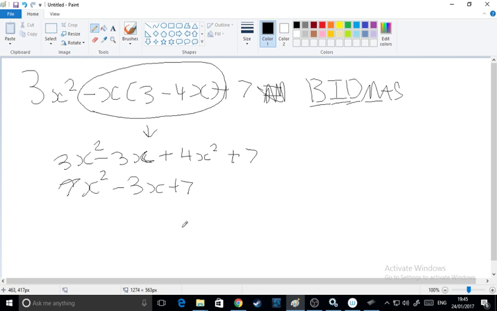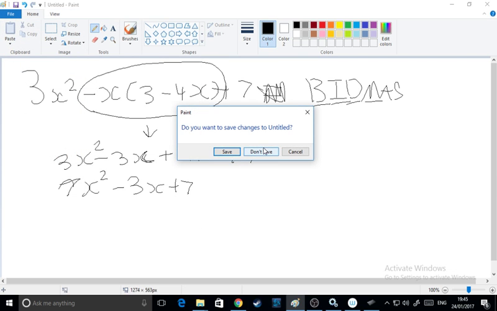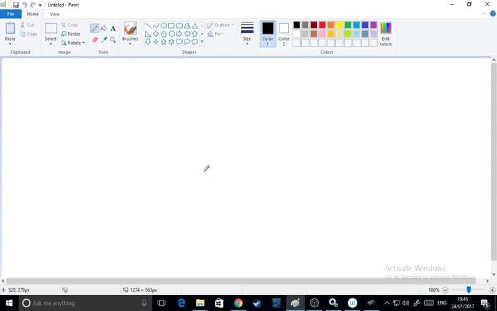Should really check that, shouldn't I? Hold up 1 second. Exercise 1C, 18, 7x squared minus 3x plus 7. Yeah. So that's all good. Okay. Now let's. Oh, don't save. So that was to do with the multiplying rules and the brackets rules and all that. Let's actually do question 20 real quick then.